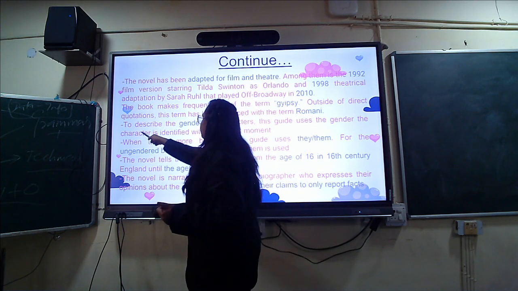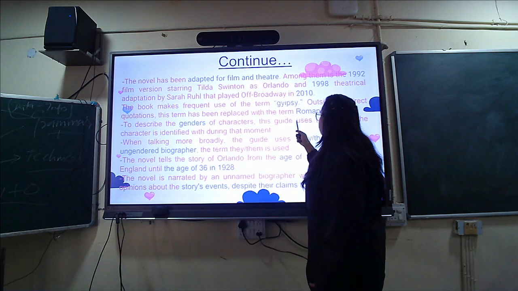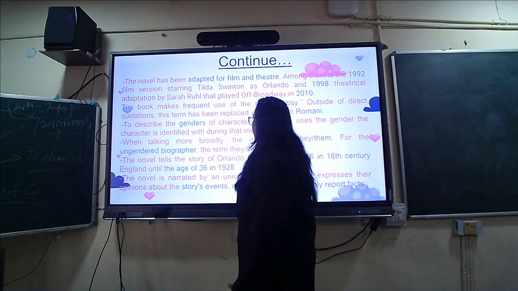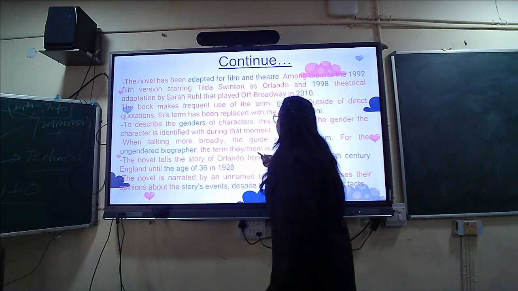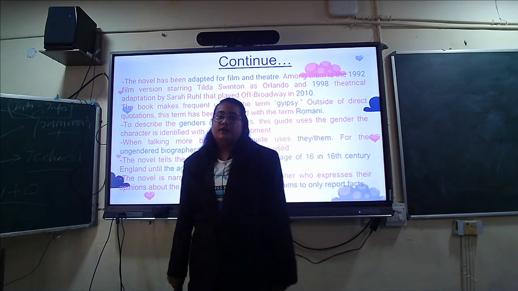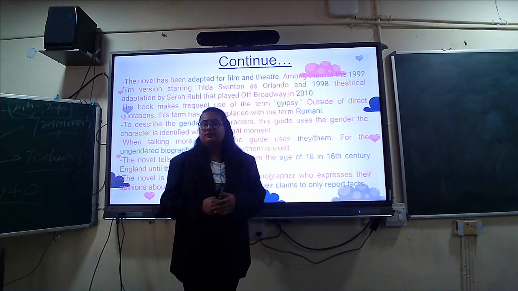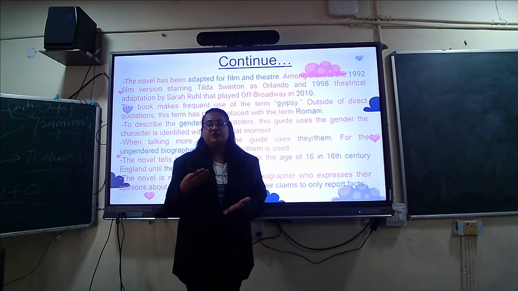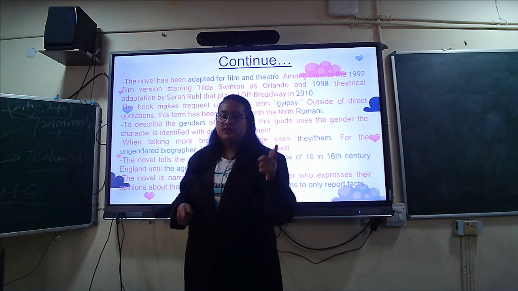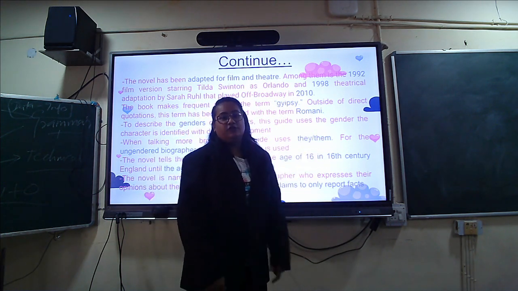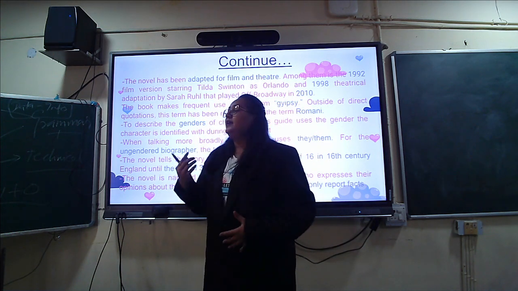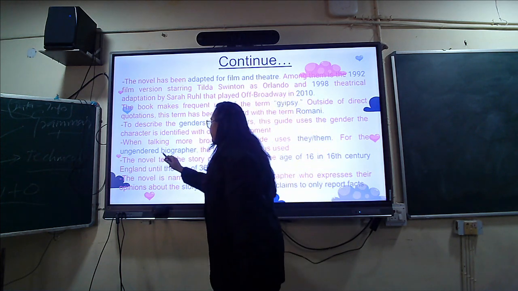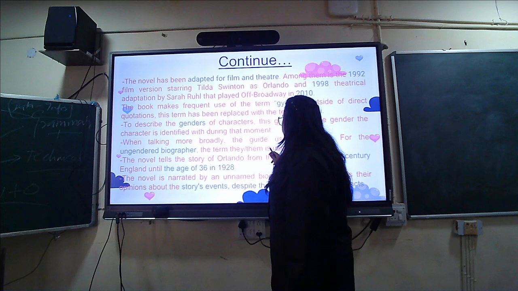After that, to describe the gender of characters, this guide uses the gender the character is identified with during that moment. When talking more broadly, the guide uses they or them. The narrator does not use he or his or she or her; the narrator uses they or them. So gender is not identified in this novel. For the unnamed biographer, the term them is used.